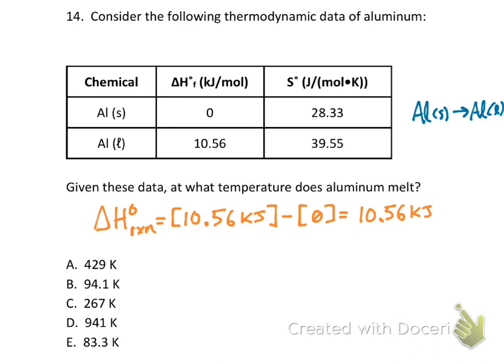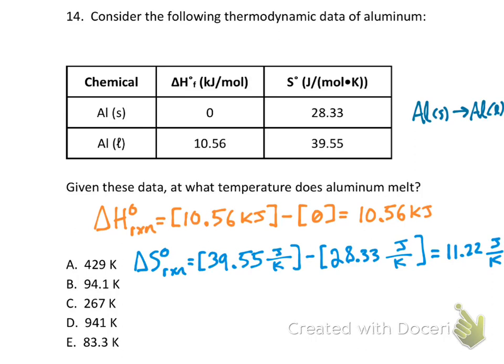Now we'll do the same thing, only we'll do it for our entropy. So our standard entropy change of the reaction will be equal to the absolute entropy of the products minus the absolute entropy of the reactants. So we end up getting 11.22 joules per Kelvin, and indeed melting will always lead to an increase in entropy.